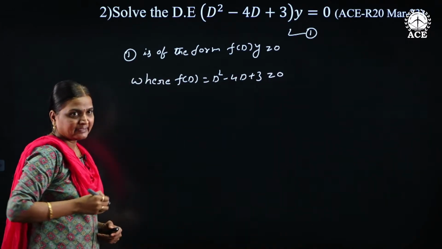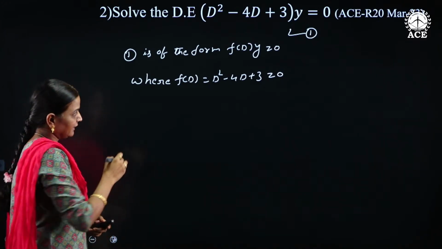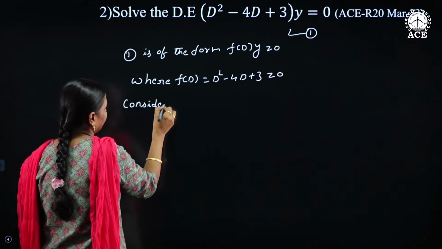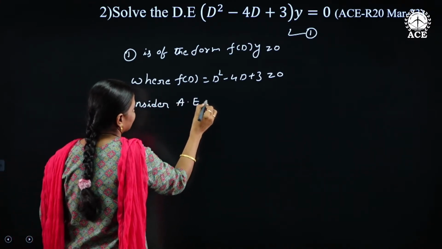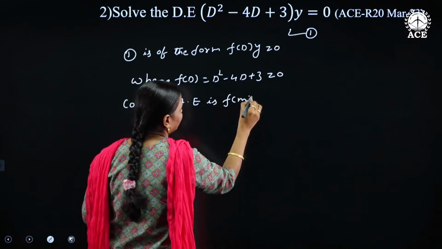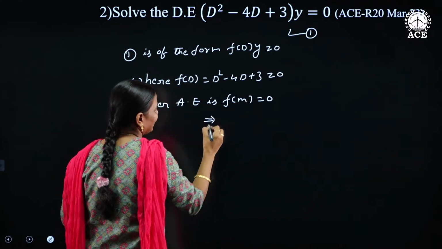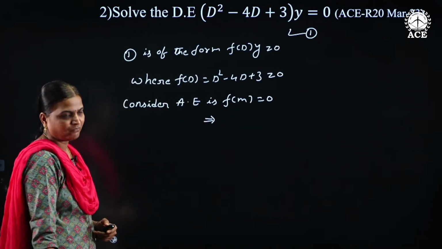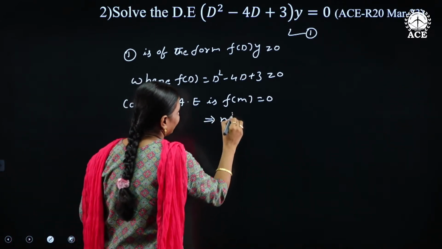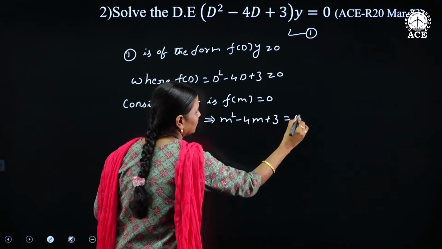To write the general solution of a homogeneous linear differential equation, consider which equation? The auxiliary equation. What is the auxiliary equation? The auxiliary equation is F of m is equal to 0. What is F of m? Just replace D by m in F of D and solve that algebraic equation, that is m square minus 4m plus 3 is equal to 0.